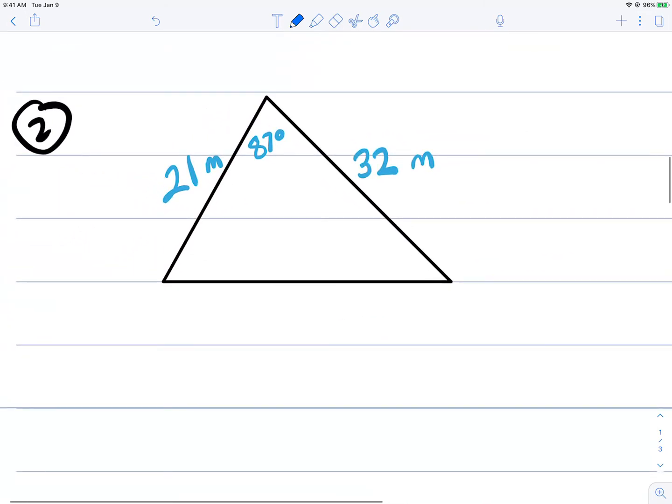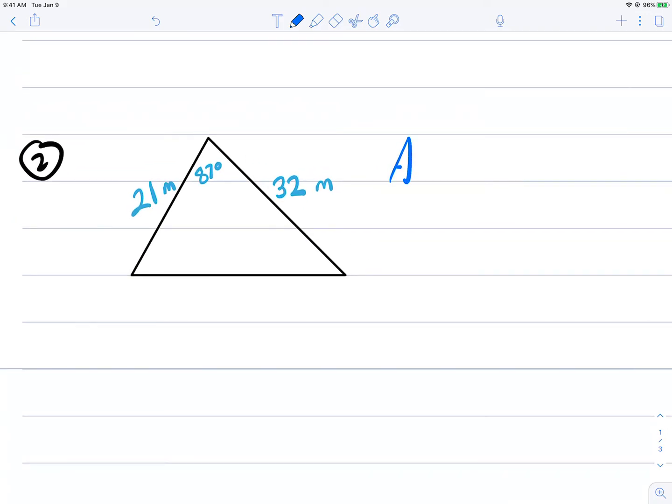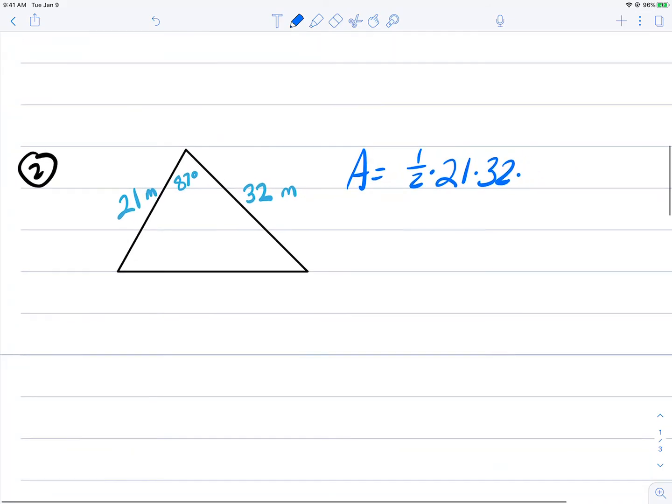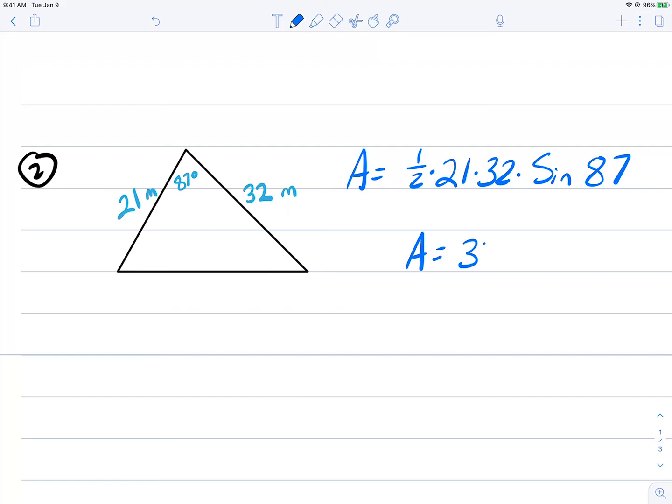Okay, let's try one more. So here's a triangle that has 87 degrees. It is the included angle to the 21 and 32. So to find my area, I'm going to do 1/2 times the two sides, so times 21 times 32, times the sine of the included angle. And if I were to put all of that into my calculator, I would get about 335.5, and then it's units squared because it doesn't actually have any units.